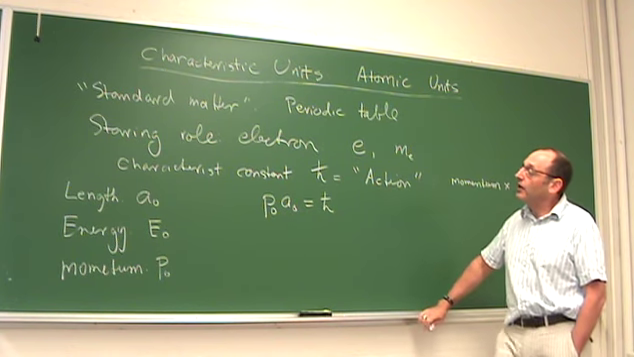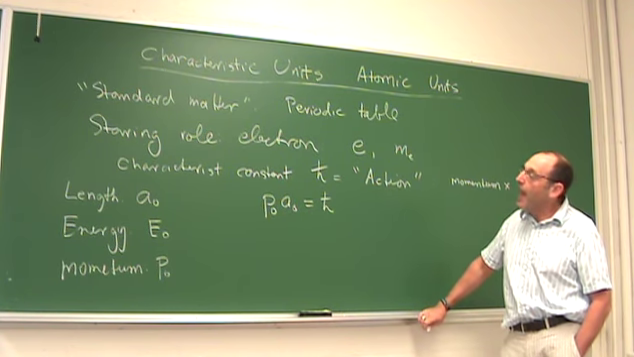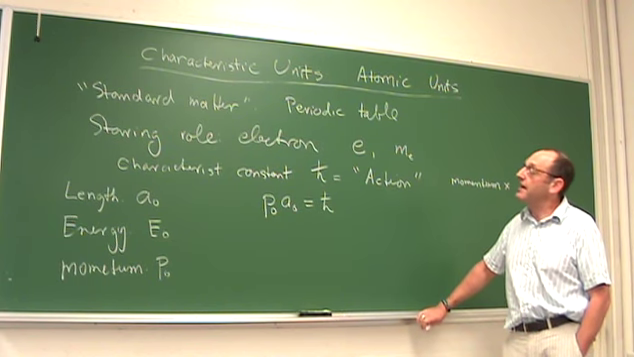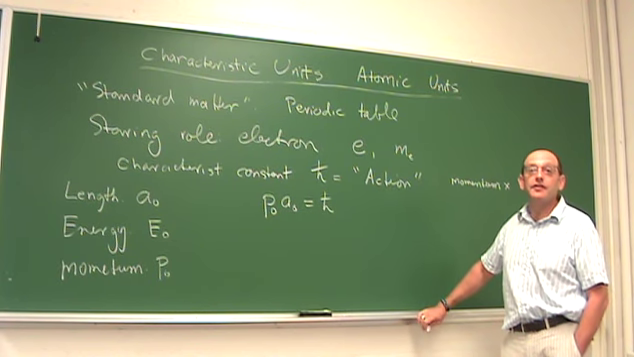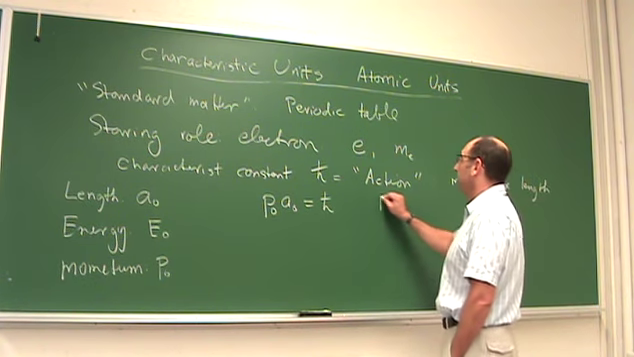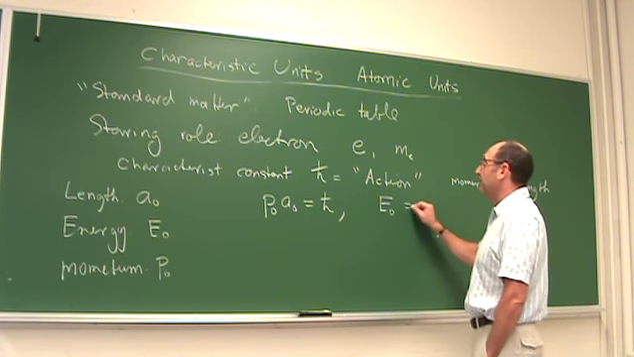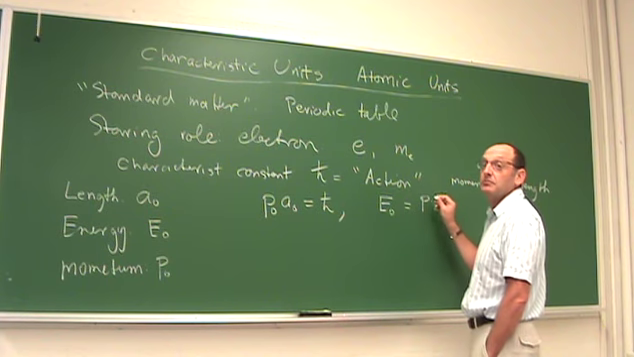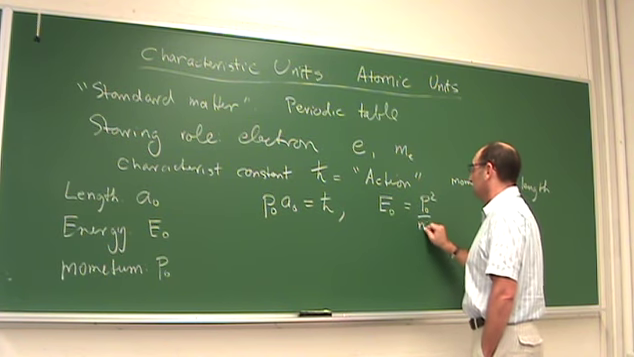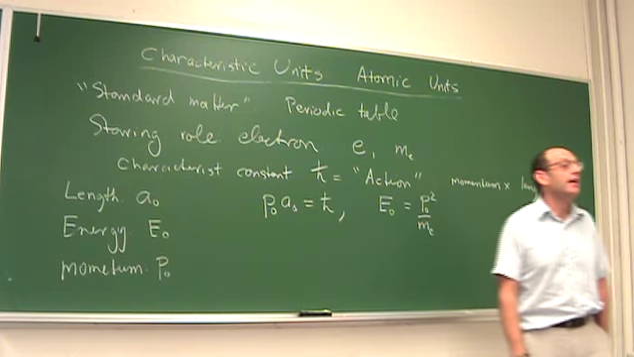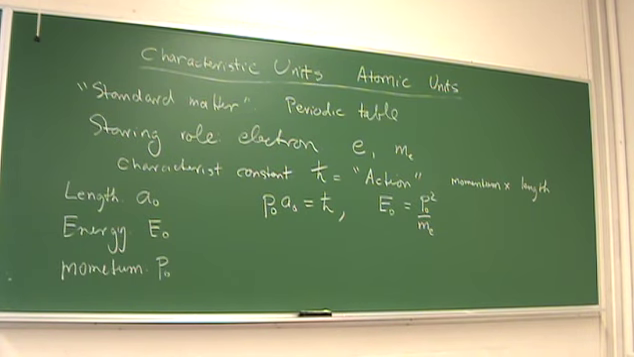So now the question you can ask yourself, what about energy? How would I make an energy out of these things? Well, there's lots of ways I could do it. A characteristic energy would be, for example, p squared over m. So that's one way I can make an energy out of my characteristic constants. What about charge and length?